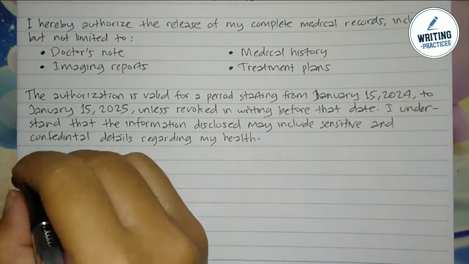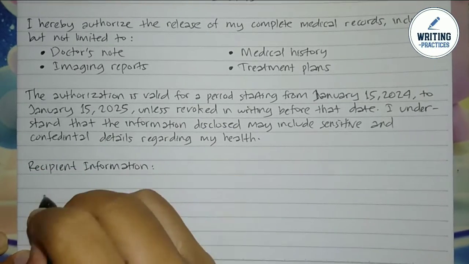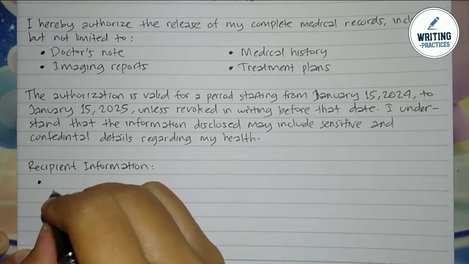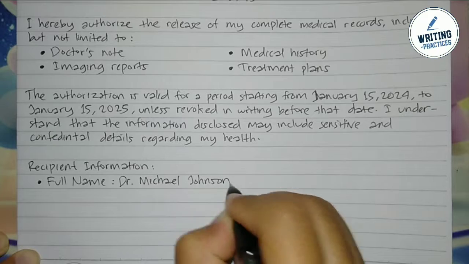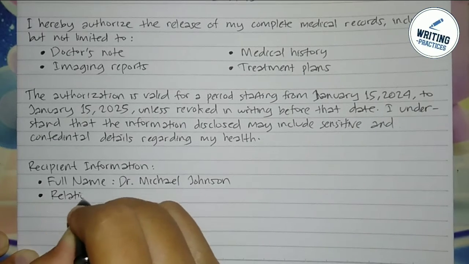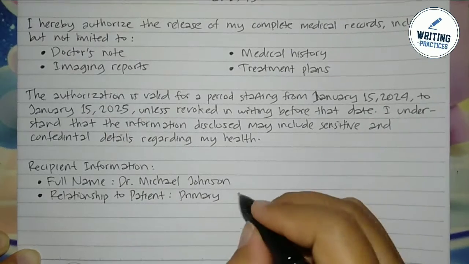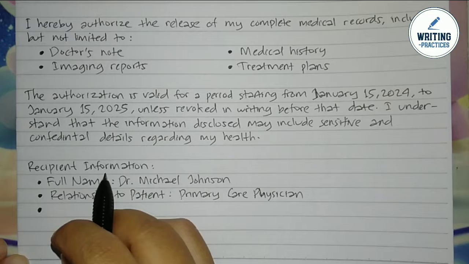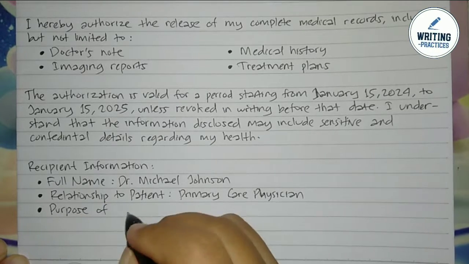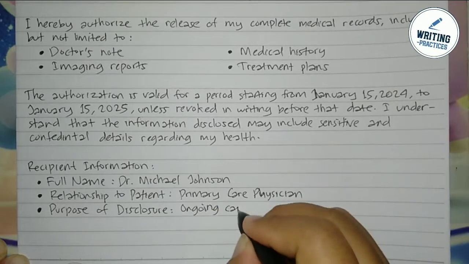In the fifth paragraph, this is where you write about recipient information. Yes, you have to provide details about the authorized recipient. The information includes full name, relationship to the patient, and the purpose of the disclosure. And this is the example. Recipient information. Full name: Dr. Michael Johnson. Relationship to patient: primary care physician. Purpose of disclosure: ongoing care and consultation.